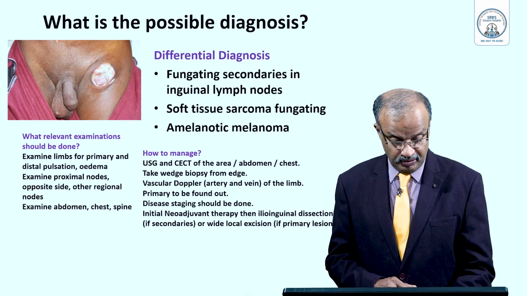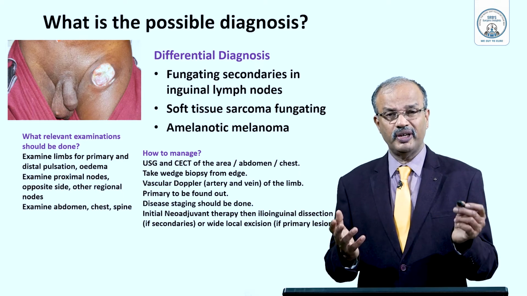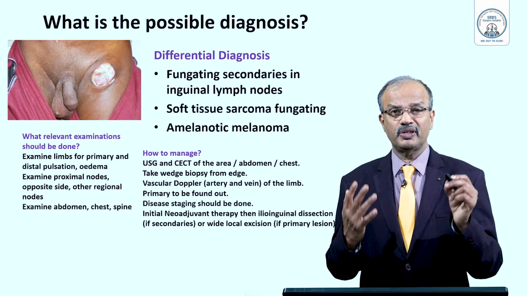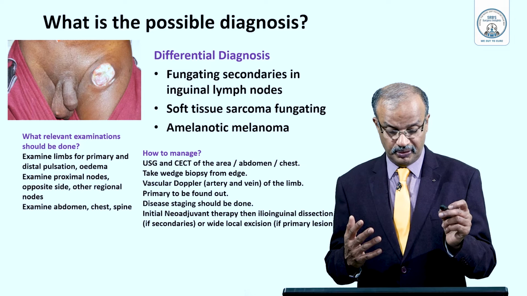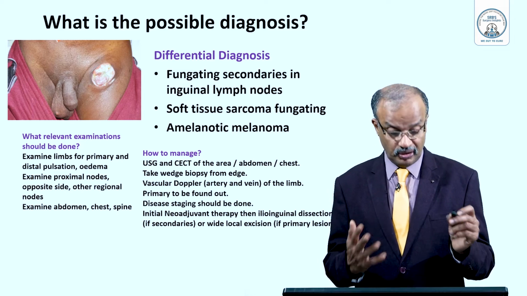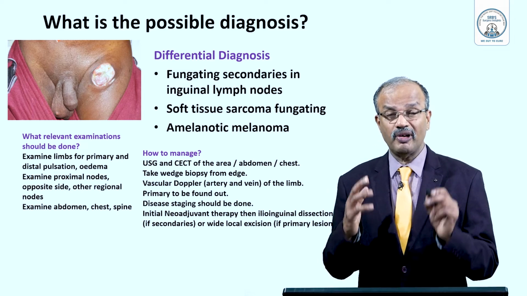And vascular Doppler of the limb. Vascular I said because both arterial and venous Doppler you have to assess. So the venous part you have to assess. So we have to do vascular Doppler. The primary has to be found, so evaluate for the primary.